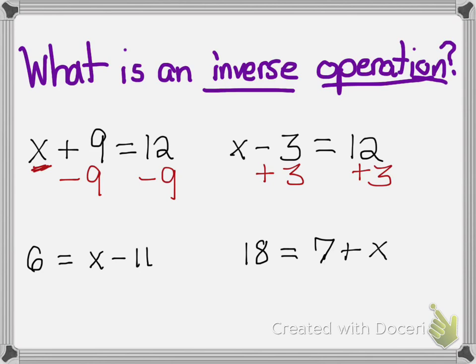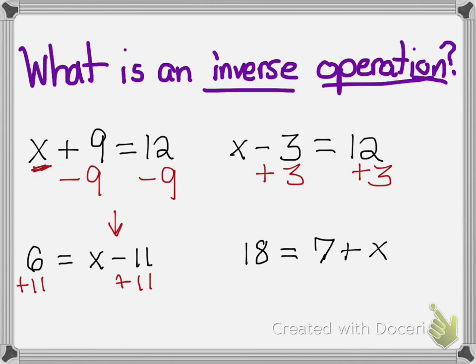Now you see, x is over here on the right side. So what will be the inverse operation of x minus 11? Yep, you're going to add 11 to both sides. And again, I didn't mess with the 6 because that doesn't have the variable on that side. So let's look at the last example.